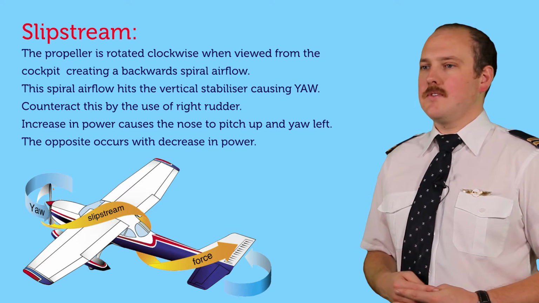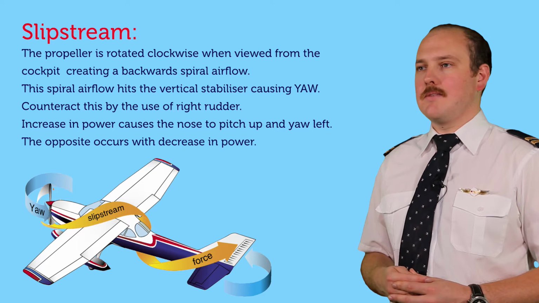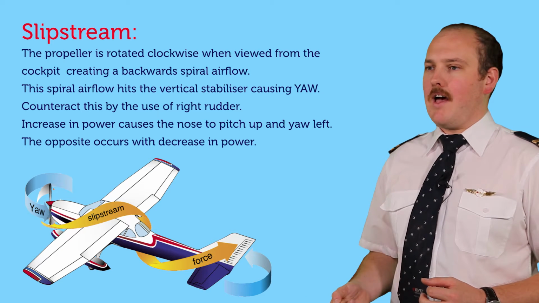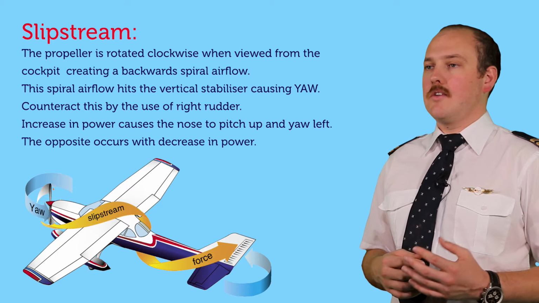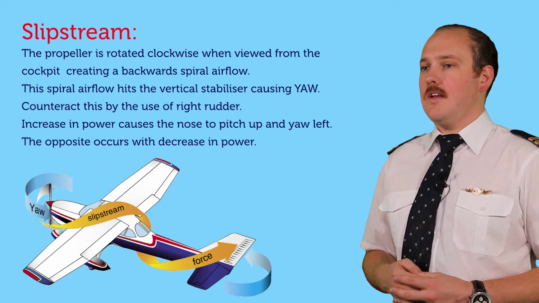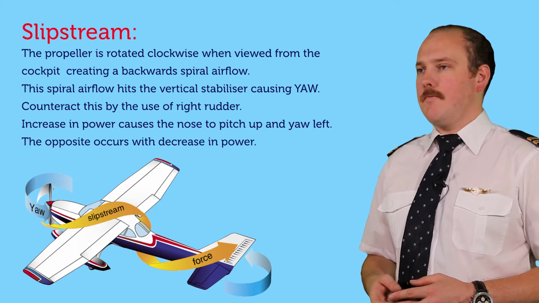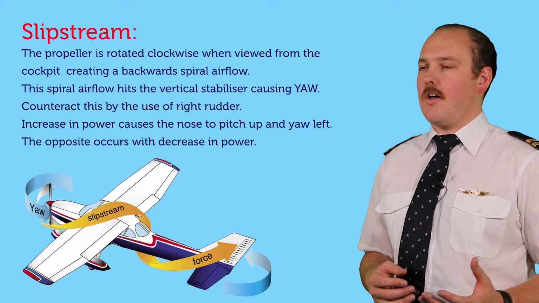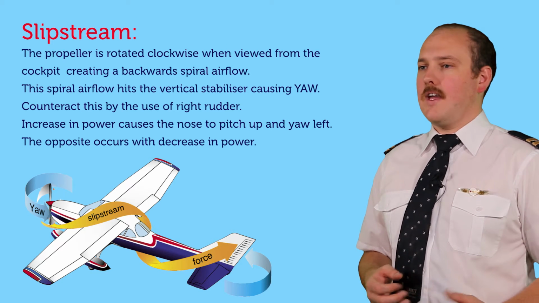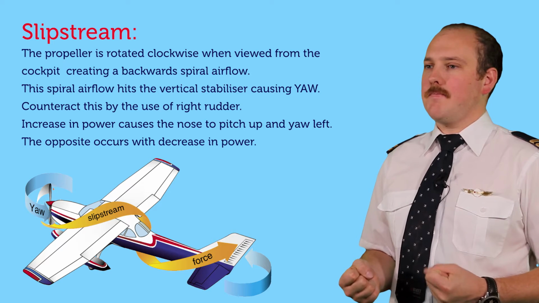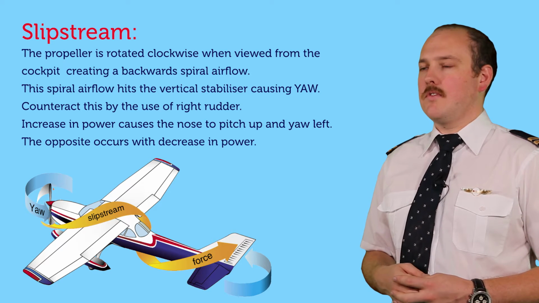Now, the opposite occurs with a decrease in power. If we pull that power out, the aircraft's nose will then pitch down and it will also yaw to the right. So in order to maintain level flight or control of the aircraft, we have to apply a little bit of back pressure and a little bit of left rudder.